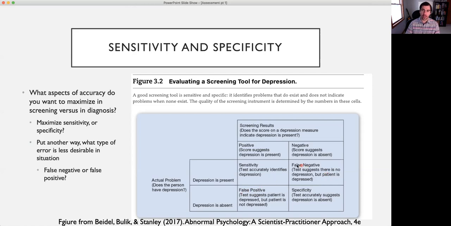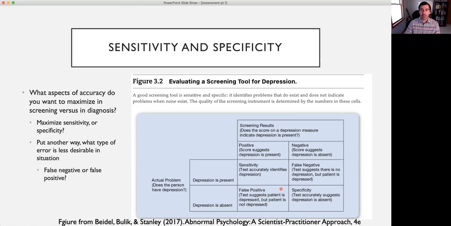And again, really what we're trying to do when we're developing instruments is to try to be the best at all of these different things. We're trying to maximize sensitivity, maximize specificity, minimize false positives, minimize false negatives. And as we get more sensitivity, as we get more specificity, we're naturally decreasing the false negatives and false positives as well. So these are related indicators.